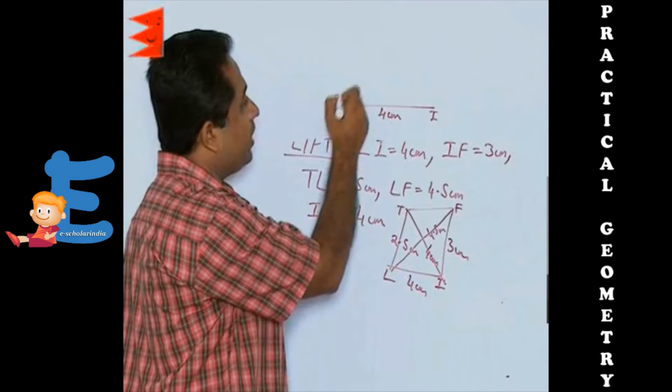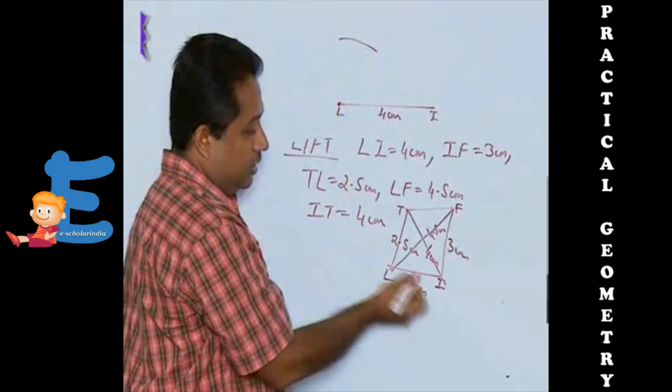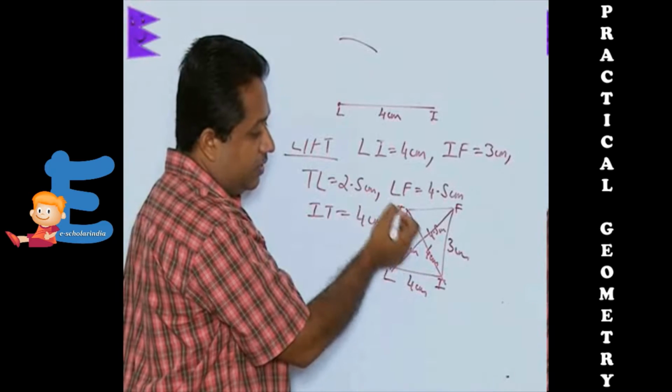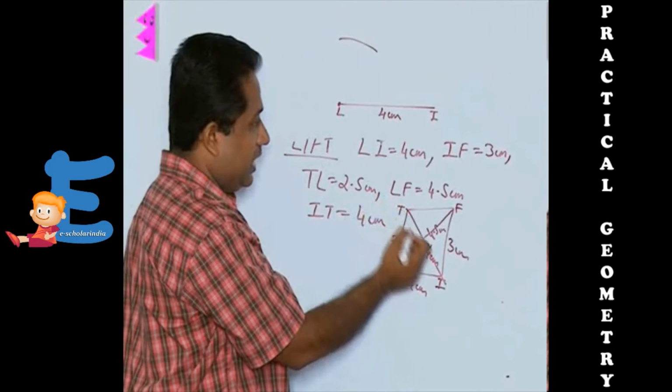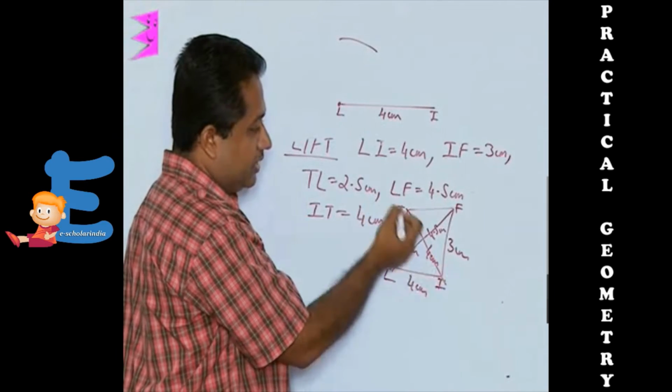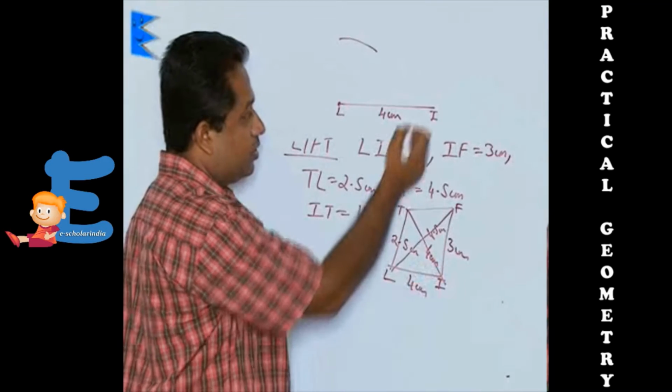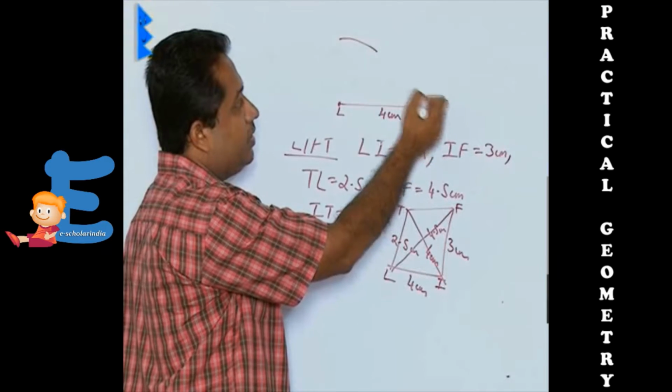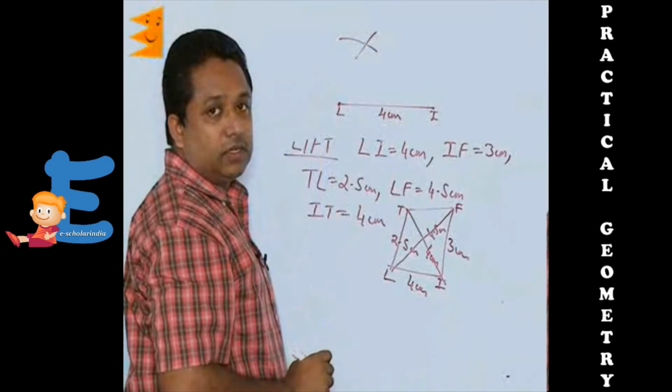Now from L you are going to take a radius of 2.5 centimeter and cut an arc. So 2.5 from L, cut an arc here, and this diagonal is given 4 centimeter. The length of this diagonal is given. So we can say that IT is 4 centimeter. So from here you will take 4 centimeter and cut here on the previous arc.